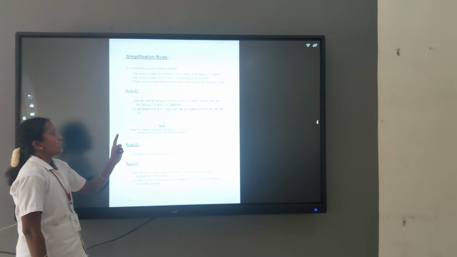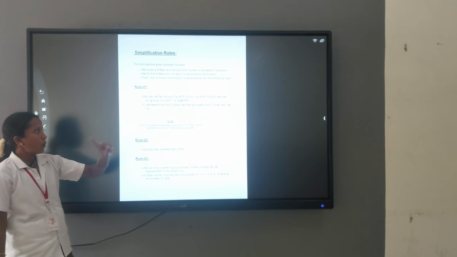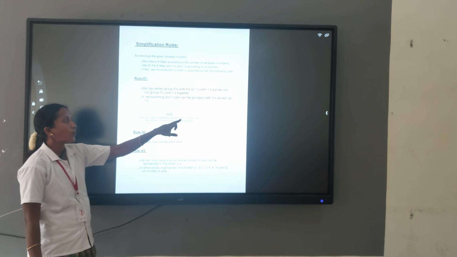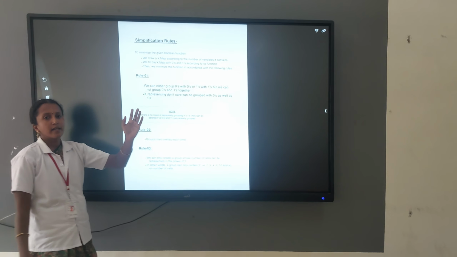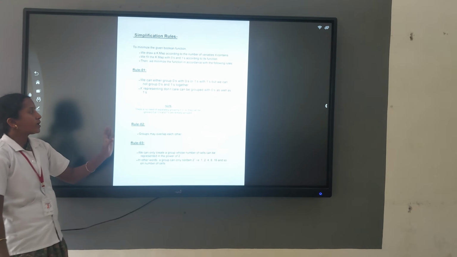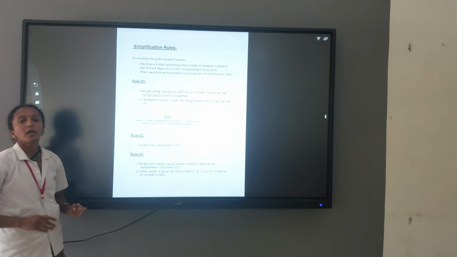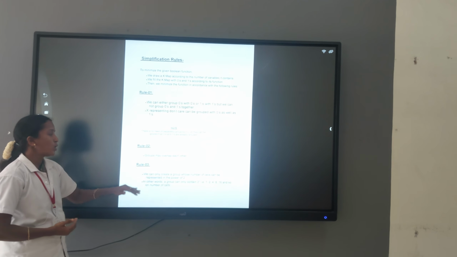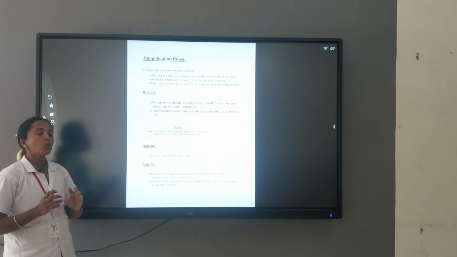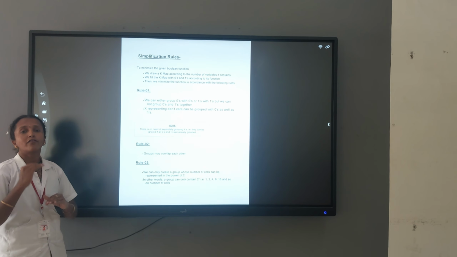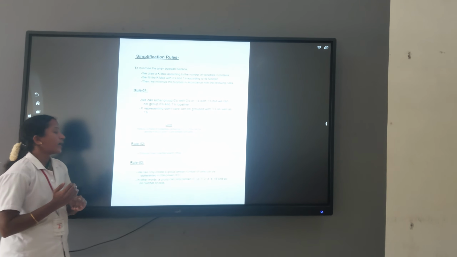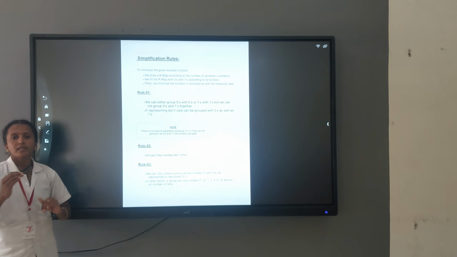One main point: there is no need of separately grouping the don't cares. That we will see later. Rule number 2 is that groups may overlap each other. Then rule number 3: we can create a group whose number of cells can be represented as a power of 2. That means a group can only contain 2 power n cells.